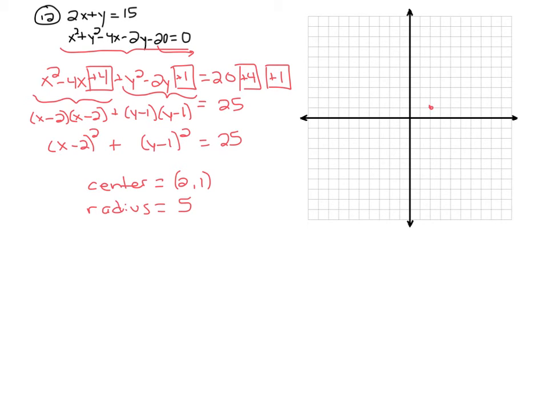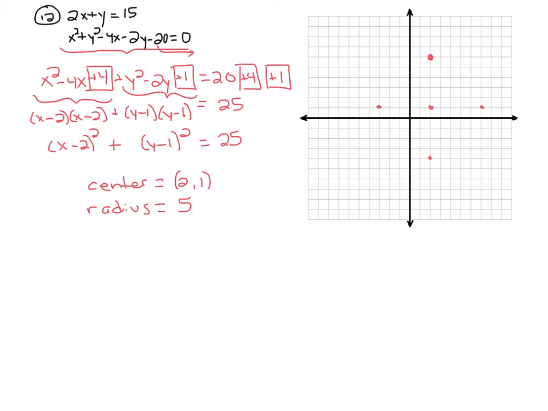And then I might have a little trouble graphing this without a compass, but I will do my best. So if the radius is 5, I'm just going to go out 5 in each direction. 1, 2, 3, 4, 5 up. 5 to the right, 1, 2, 3, 4, 5. 5 down, 1, 2, 3, 4, 5. And then 5 to the left, 1, 2, 3, 4, 5.